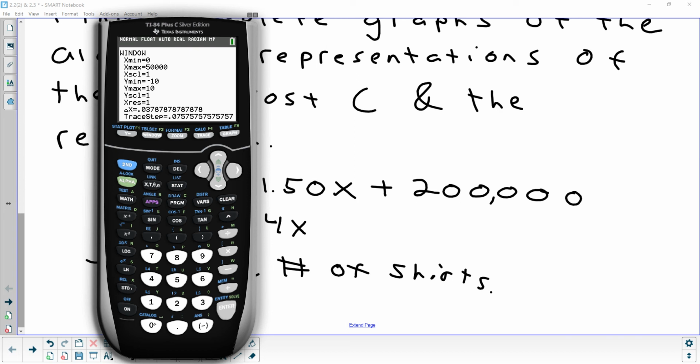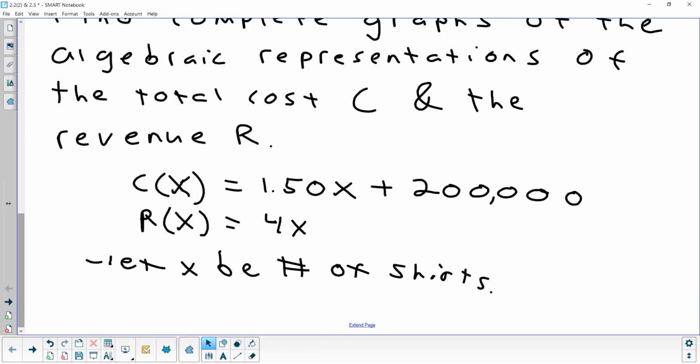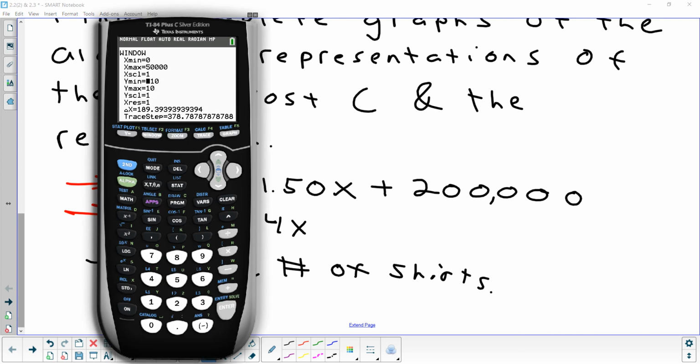Okay, we want to see where the cost and the revenue cross each other. That's what we're looking for. Y min? Well, neither one of these numbers can be negative. Cost is a positive number. Revenue is a positive number. You'd never have a negative amount. Now your profit might be negative. That's the difference between the two. If you take revenue minus cost, that's profit. That could be negative. But we won't have negative cost or negative revenue. So let's set that at 0.